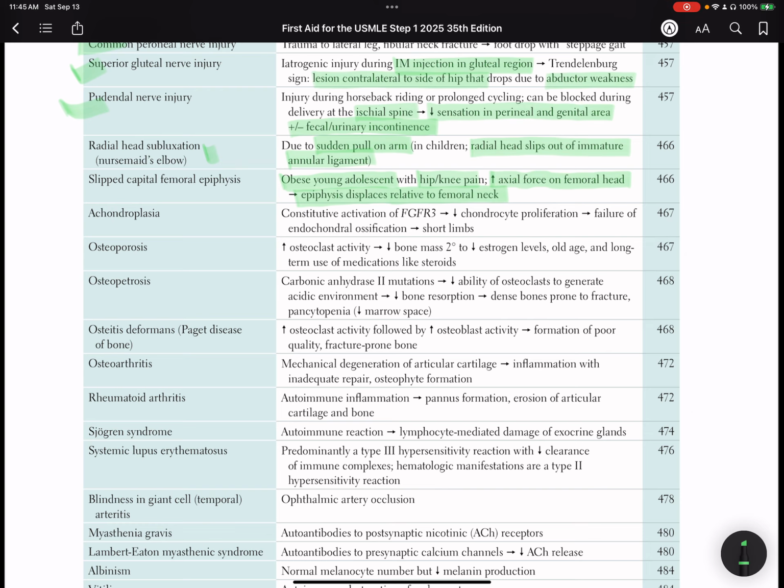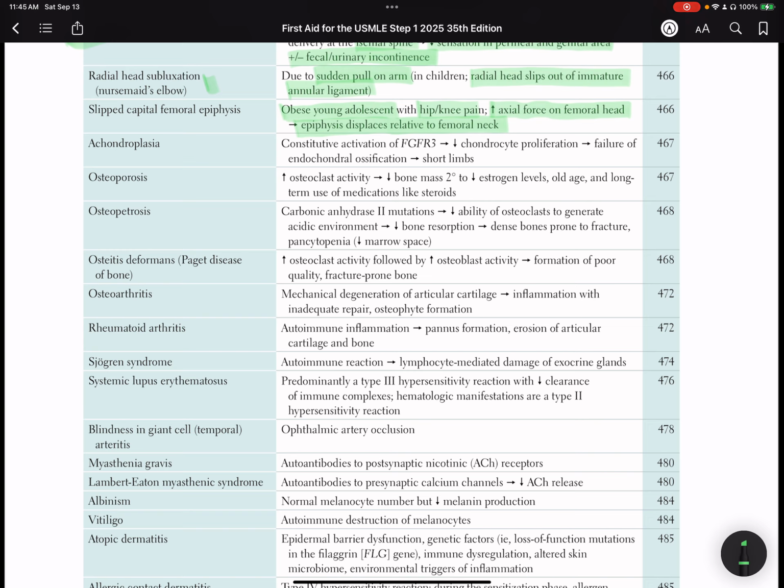Next condition, achondroplasia. Achondroplasia is constitutive activation of FGFR3. You see decreased chondrocyte proliferation and failure of endochondral ossification, eventually leading to short limbs.